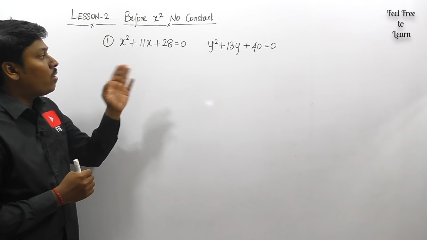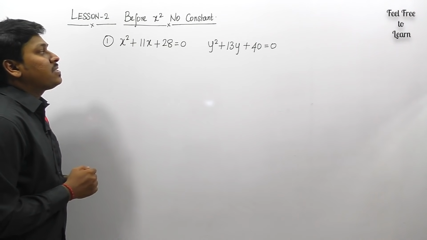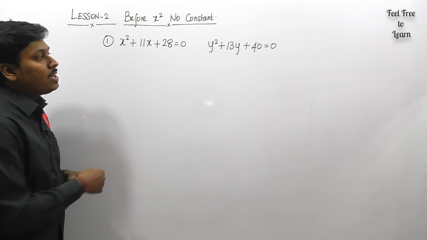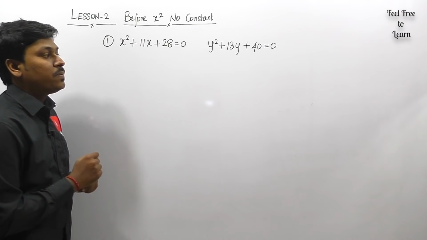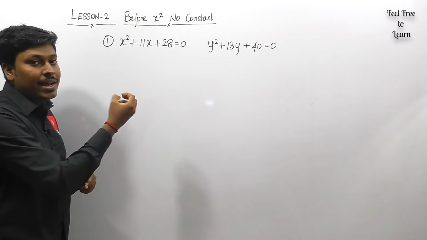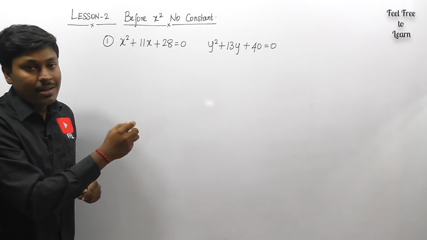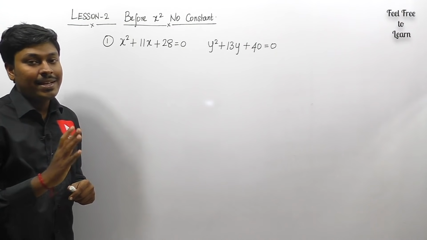So friends, let me move on to question number 1. So x square plus 11x plus 28 is equal to 0, and similarly y square plus 13y plus 40 equal to 0. So by using these quadratic equations, we need to find the value of x, and similarly we need to find the value of y, and we need to compare them, and we need to say what is the relationship between x and y.